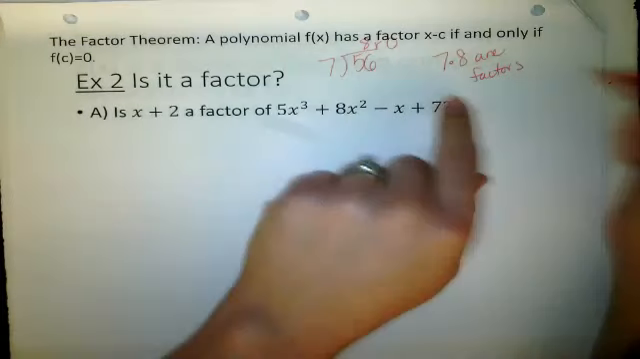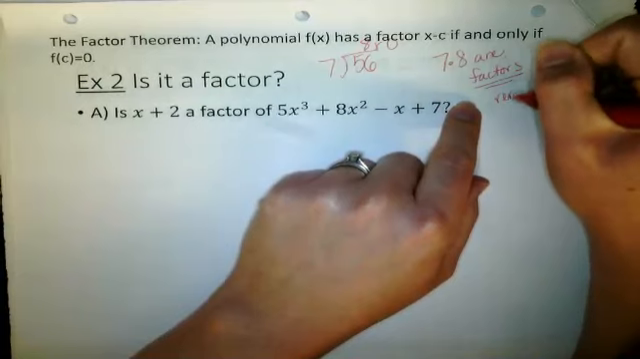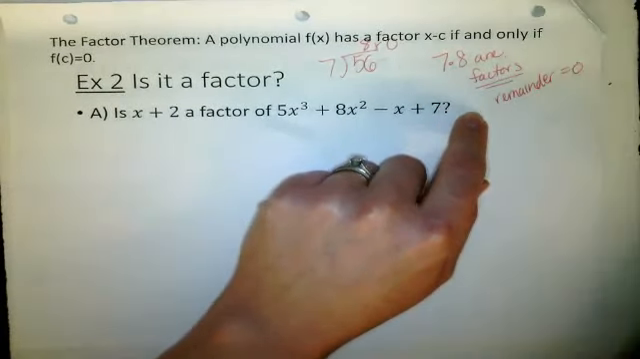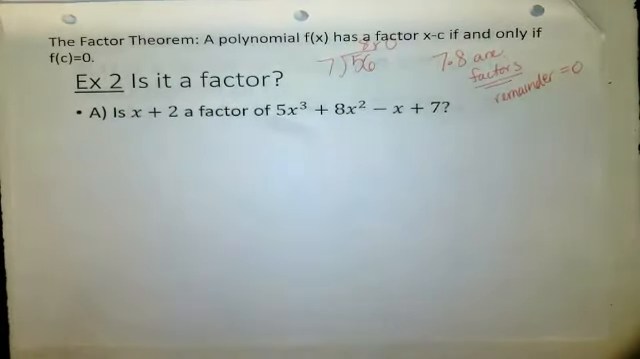Okay? Factors always have a remainder equal to 0. Okay? So in order to know if something is a factor, we can use our synthetic division to help us figure out if it's a factor. Okay?